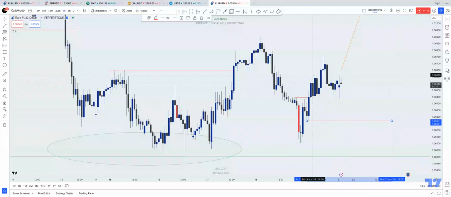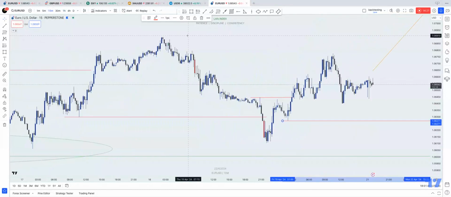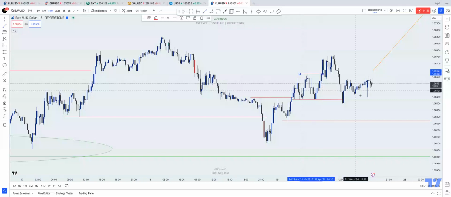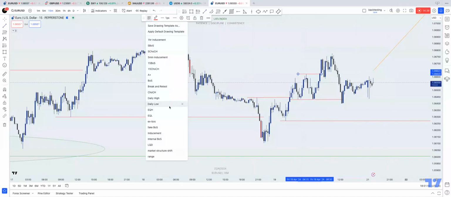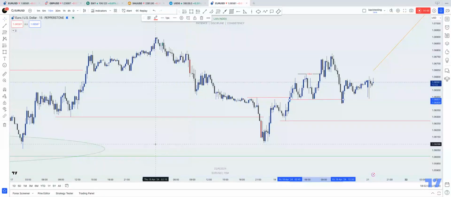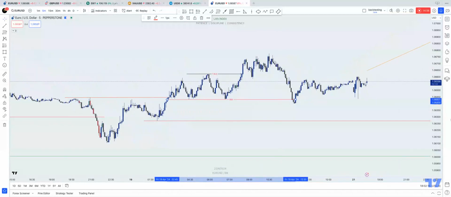But when we take a look at this area, we have some form of reaccumulation happening over here. We have liquidity. We have a fake break of structure. We have liquidity. All right, so what we're looking for is any form of break of structure or change of character to the upside, right?